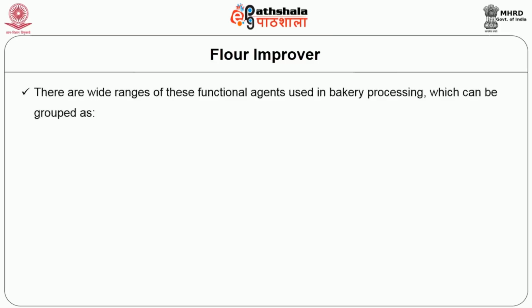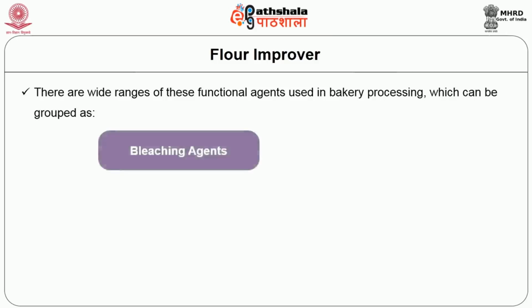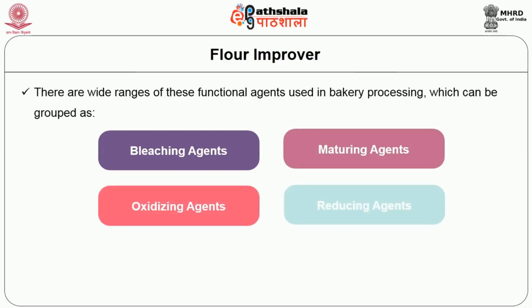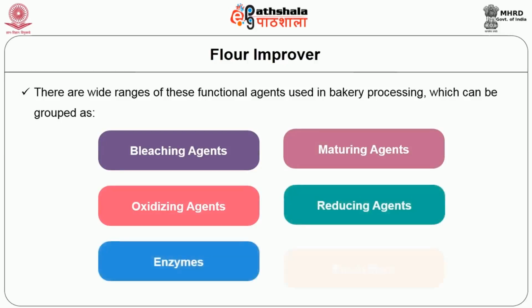There are wide ranges of these functional agents used in bakery processing, which can be grouped as bleaching agents, maturing agents, oxidizing agents, reducing agents, enzymes, and emulsifiers. These are often sold as mixtures in a soy flour base, as only small amounts are required. The major flour improvers used in the baking industry are as follows.